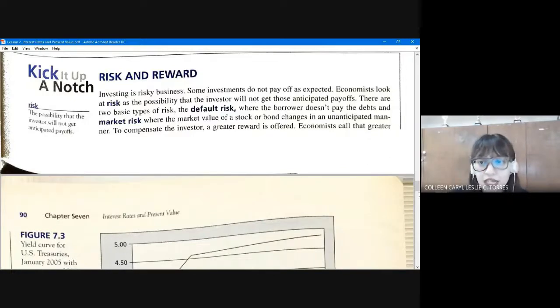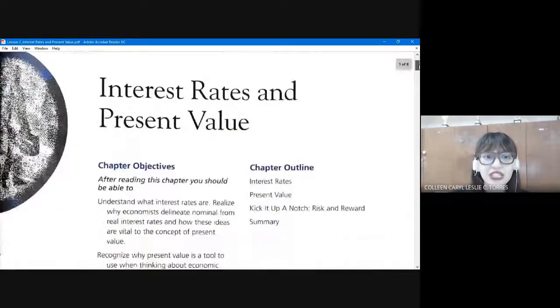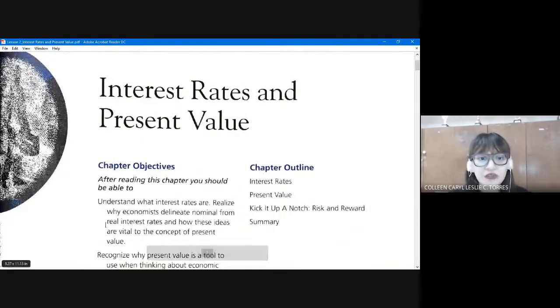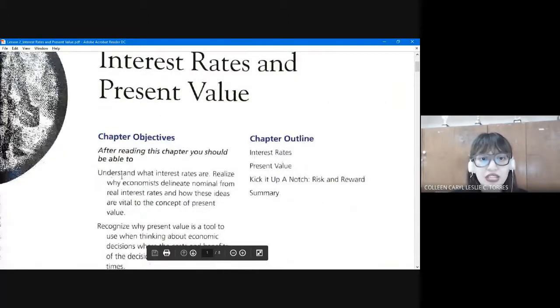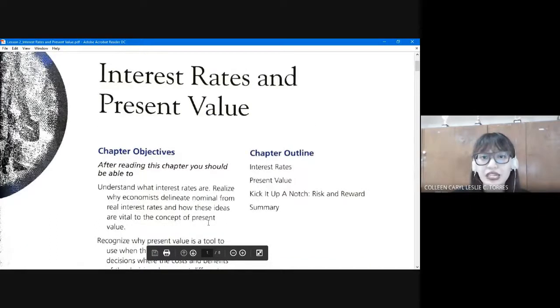So again, our objective for our lesson, this is actually lesson 2, on interest rates and present values, is for you to understand what interest rates are, and then for you to recognize why present value is a tool to use when thinking about economic decisions where the costs and benefits happen at different times.